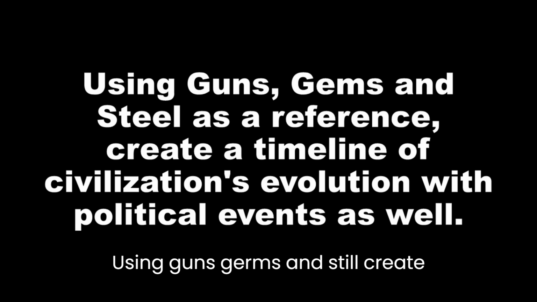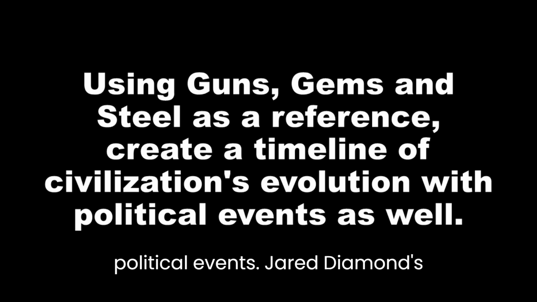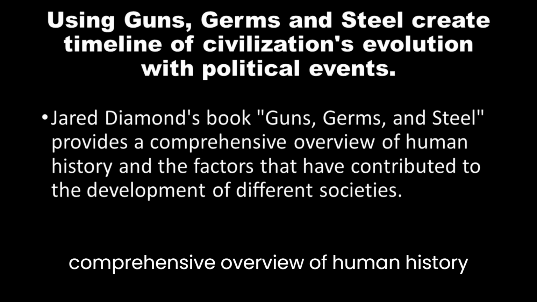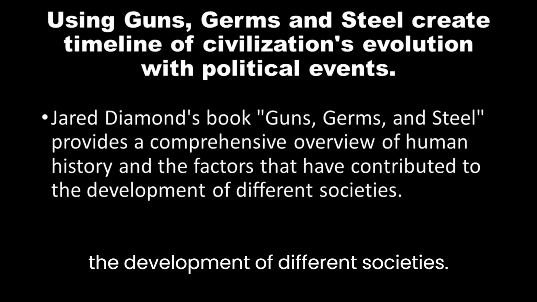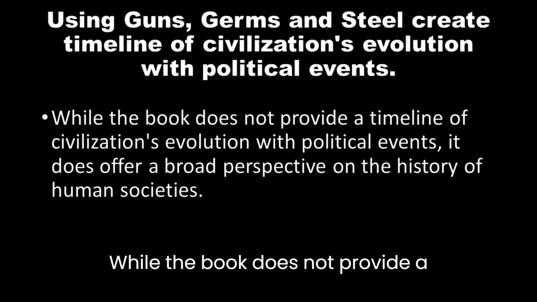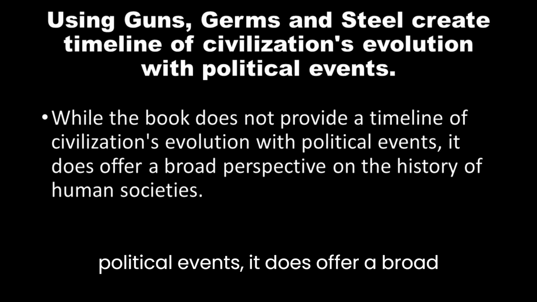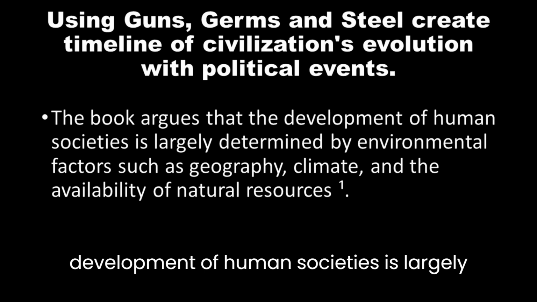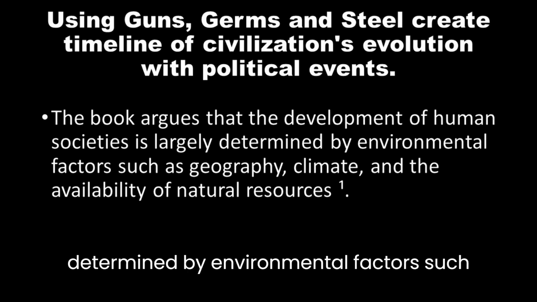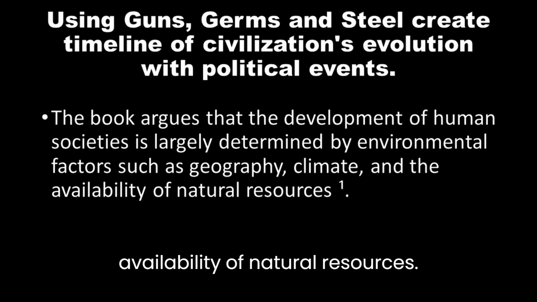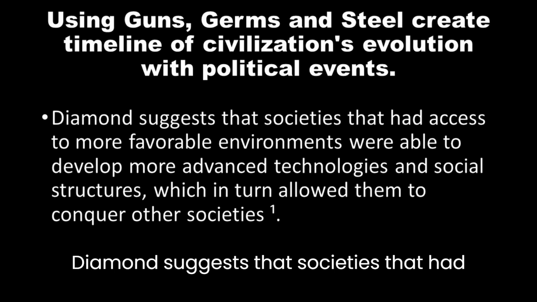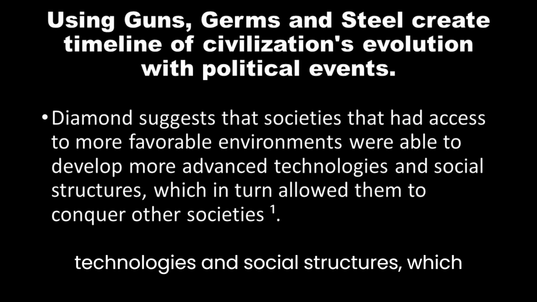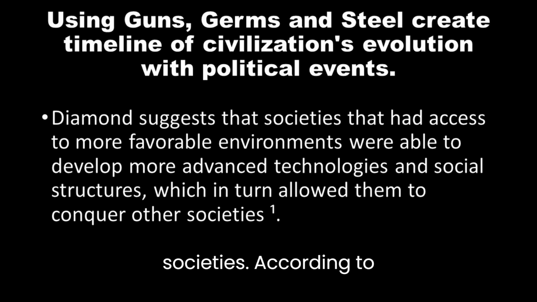Using Guns, Germs, and Steel, create a timeline of civilization's evolution with political events. Jared Diamond's book Guns, Germs, and Steel provides a comprehensive overview of human history and the factors that have contributed to the development of different societies. While the book does not provide a timeline of civilization's evolution with political events, it does offer a broad perspective on the history of human societies. The book argues that the development of human societies is largely determined by environmental factors such as geography, climate, and the availability of natural resources. Diamond suggests that societies that had access to more favorable environments were able to develop more advanced technologies and social structures, which in turn allowed them to conquer other societies.